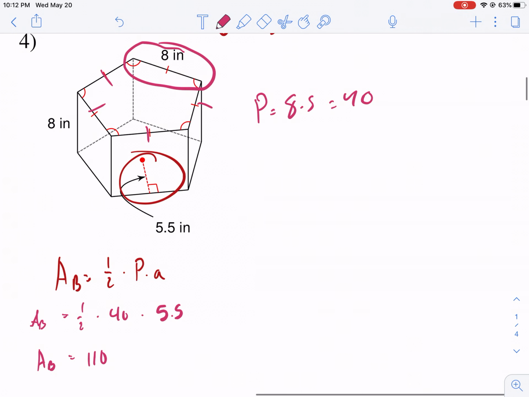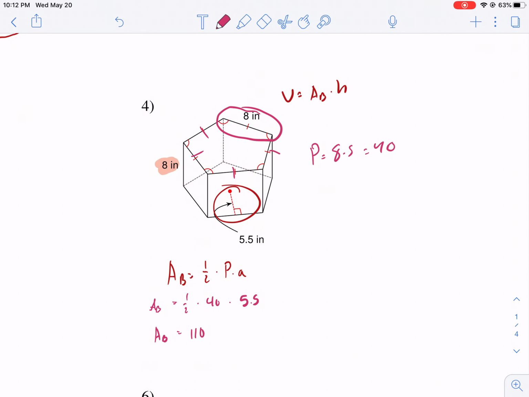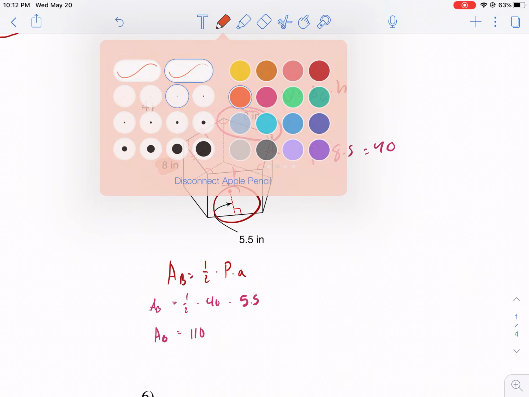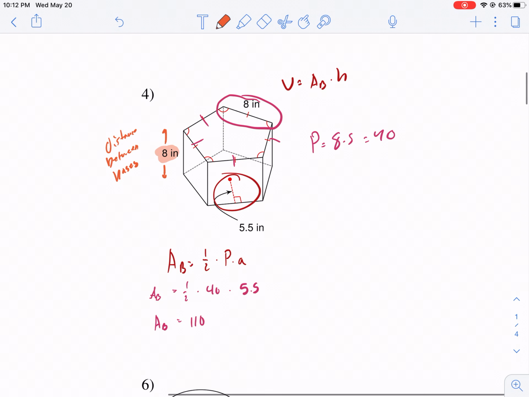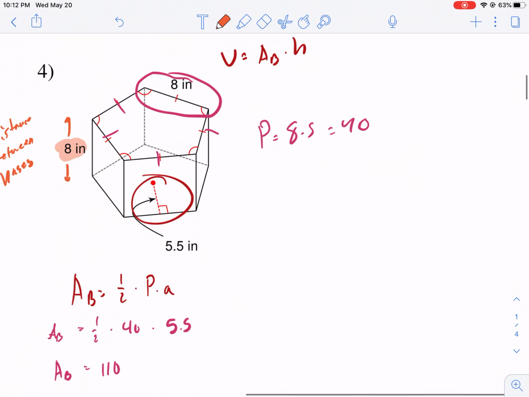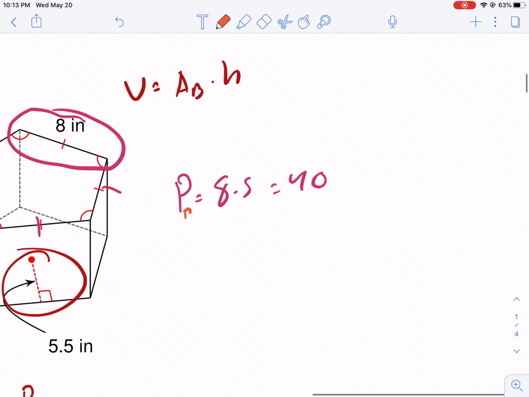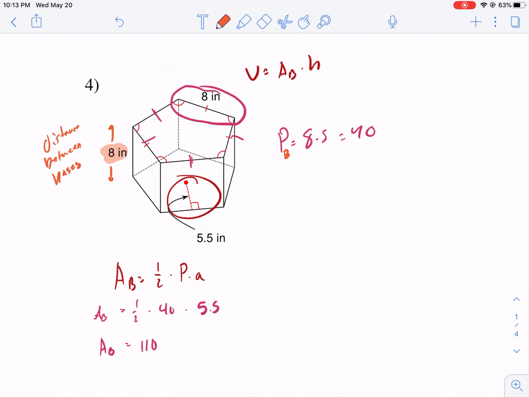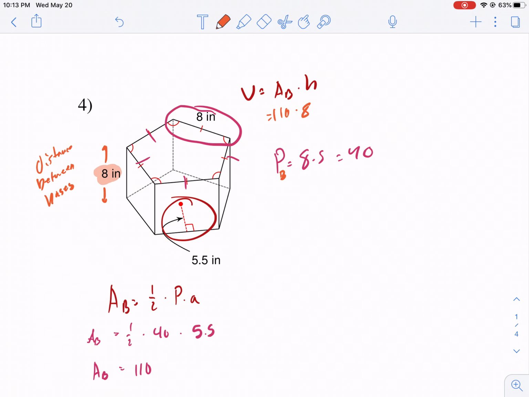Now the height, we're already given. Our height is, let me use orange, our height is 8. That's how high the prism is. Think of the height as the distance between bases. Anytime you're thinking about height, you're thinking about the distance between bases. And we're talking about the area of the base, and we're talking about the perimeter of the base also, okay? So now we have our area of the base, that's 110. We have our height, that's 8, and now we just need to multiply.